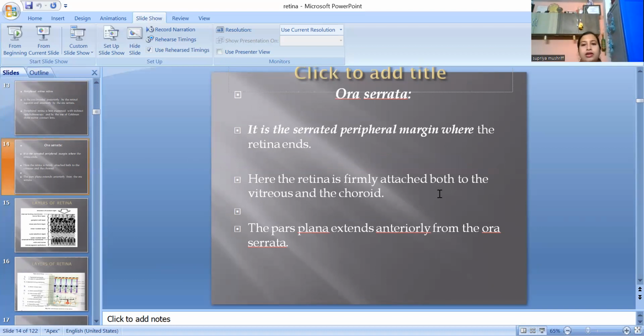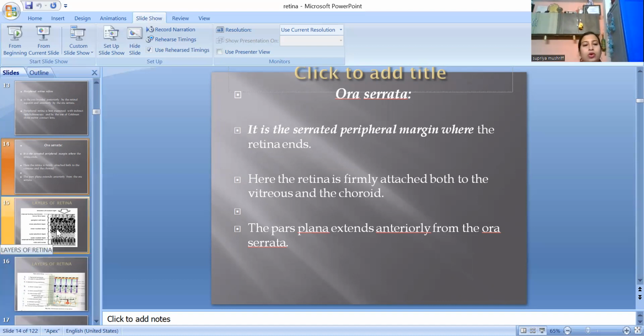Here the retina is firmly attached both to the vitreous and the choroid. And this is a very important structure anatomically, because various lesions, retinal detachment and various peripheral retinal degeneration lesions occur near it. Hence, it is very important to know about the ora serrata. It is here where the retina is firmly attached to both the vitreous and choroid. Anterior to the ora serrata the pars plana starts, and the pars plana extends anteriorly from this ora serrata.